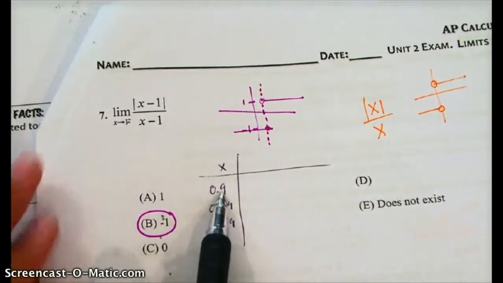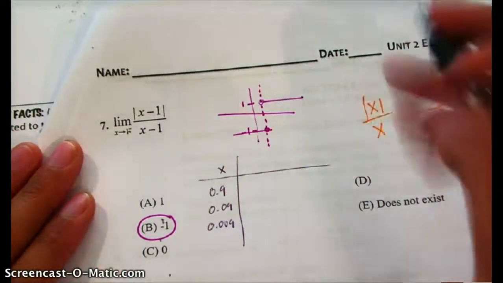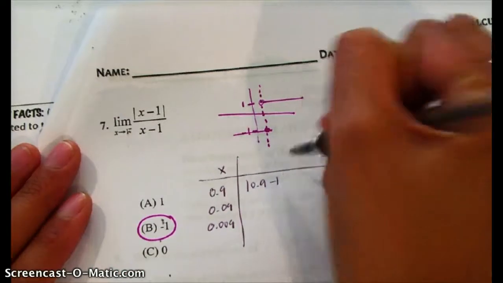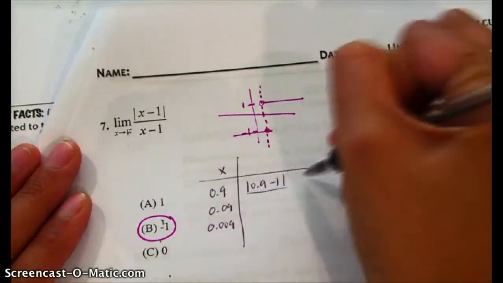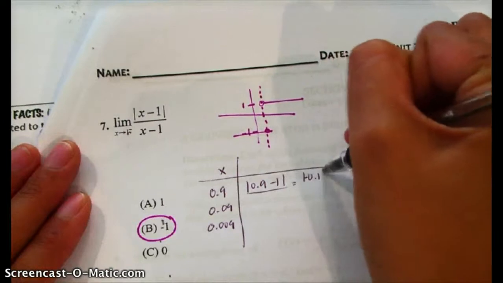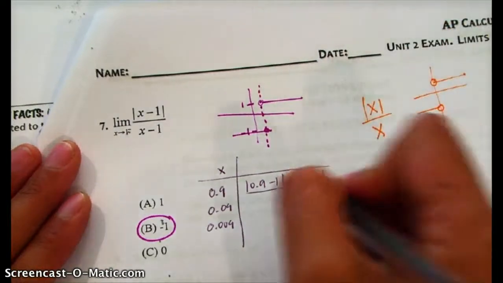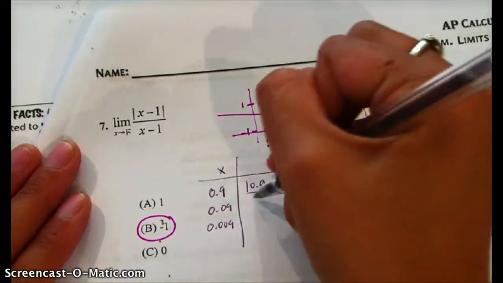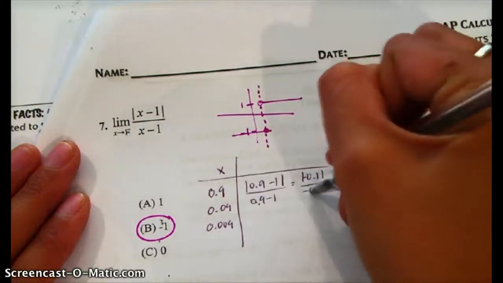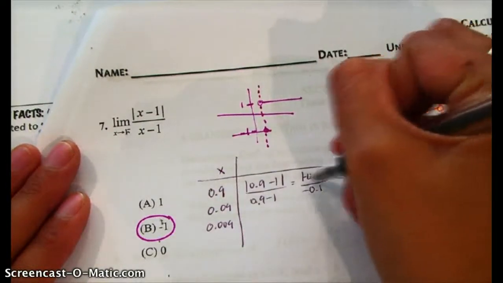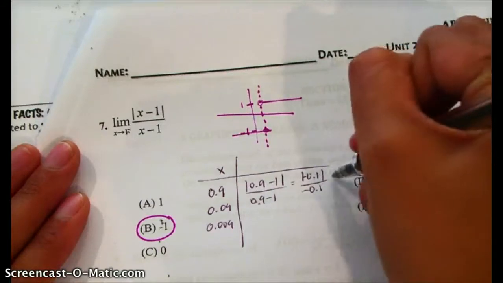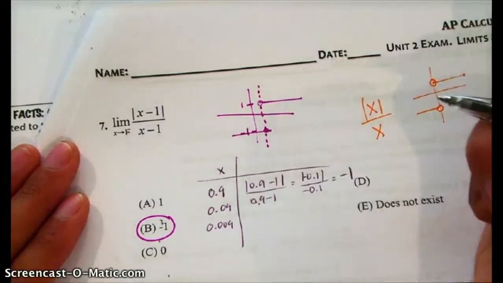If I plug in 0.9 to the top and the bottom, 0.9 minus 1 is going to be -0.1. But when we take the absolute value of that, we end up with positive 0.1 on the top and -0.1 on the bottom, which gives me a value of -1.